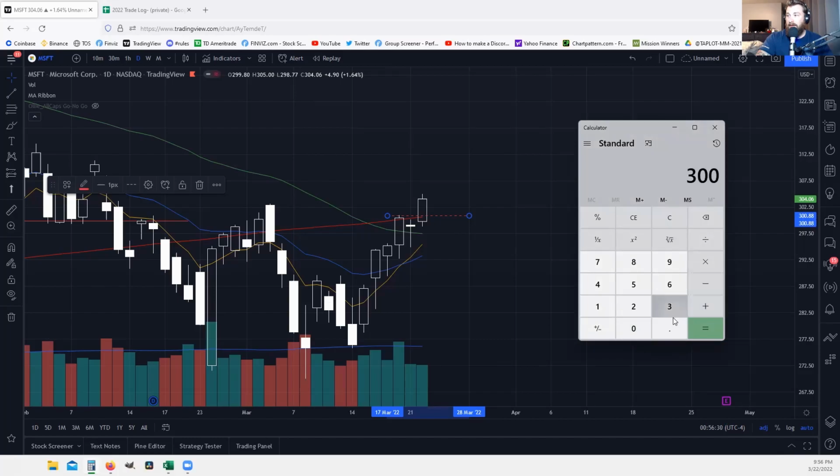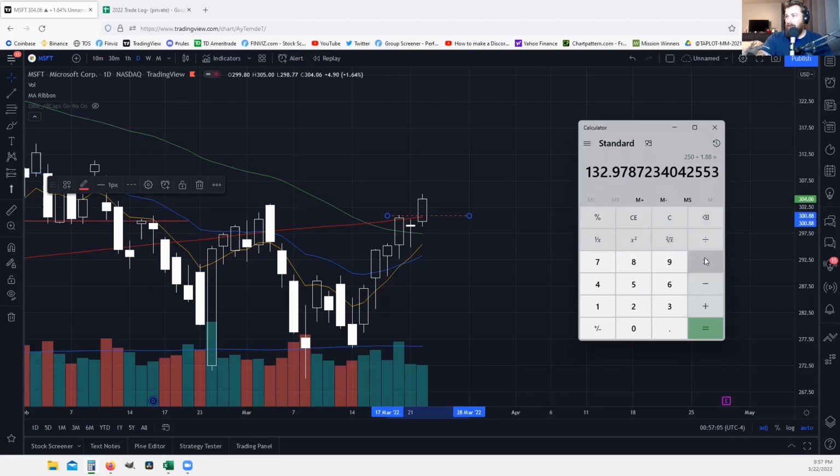300.88, and I'm going to subtract the low of the day. Low of the day is 298.96. So we'll just call it 299. Okay, minus 299. That means I'm risking $1.88. Now I know 250 divided by $1.88 is 132 shares. So I can purchase 132 shares.